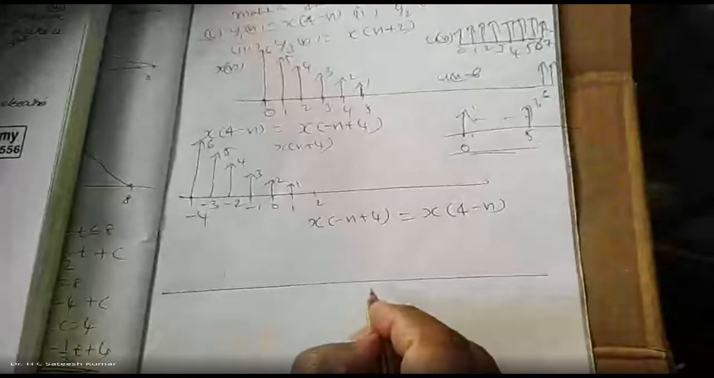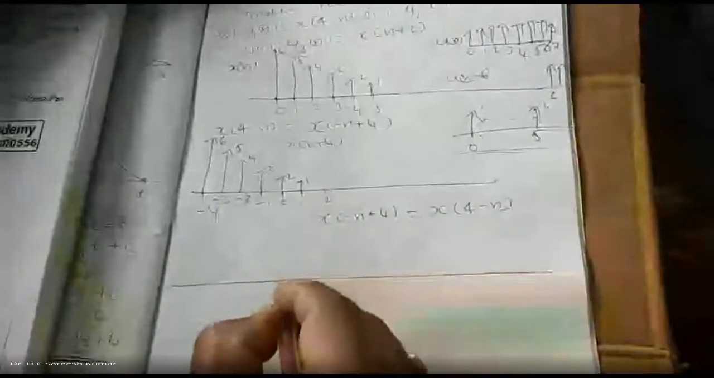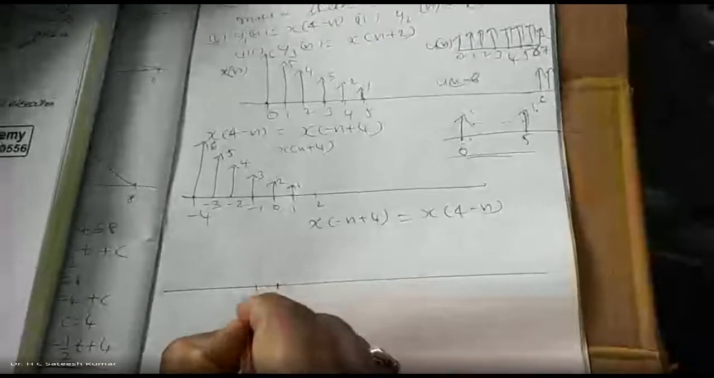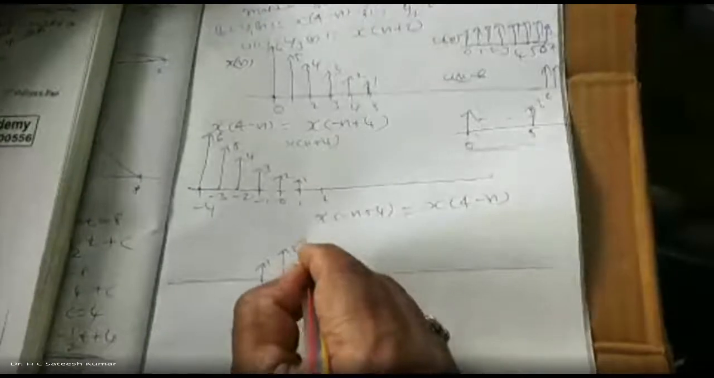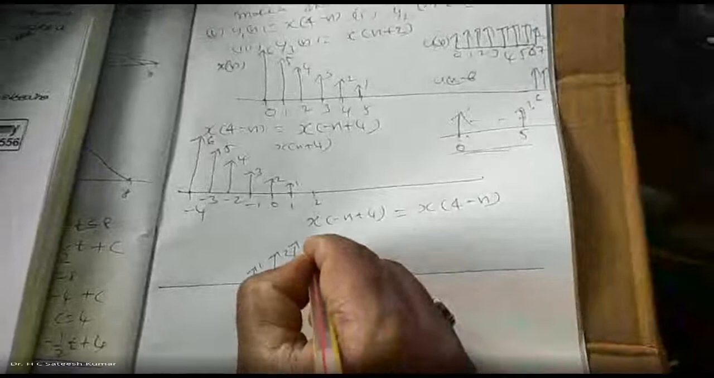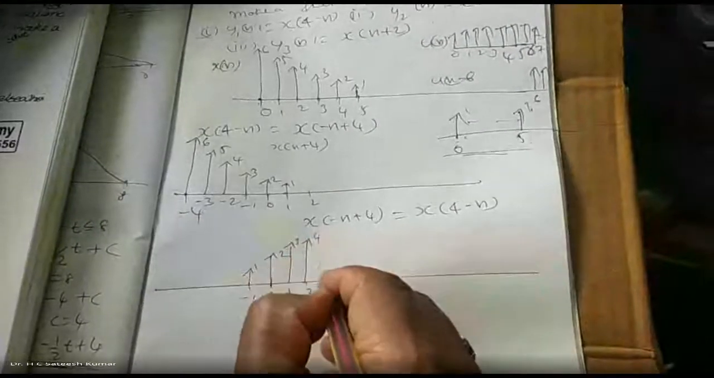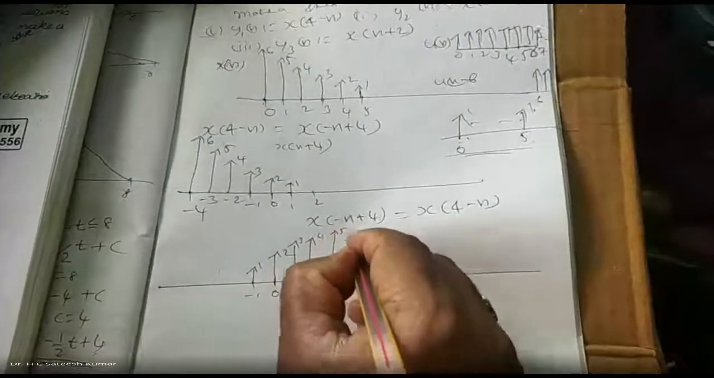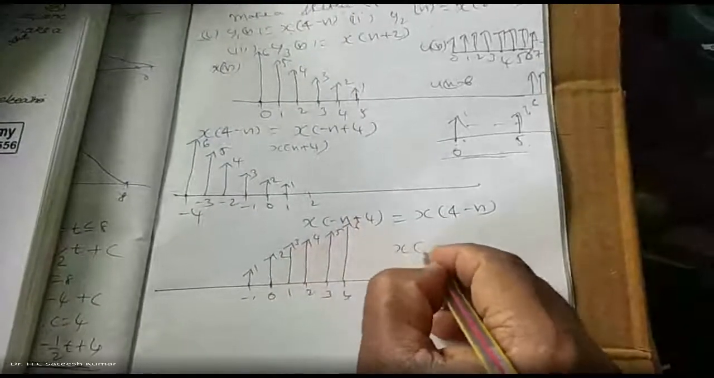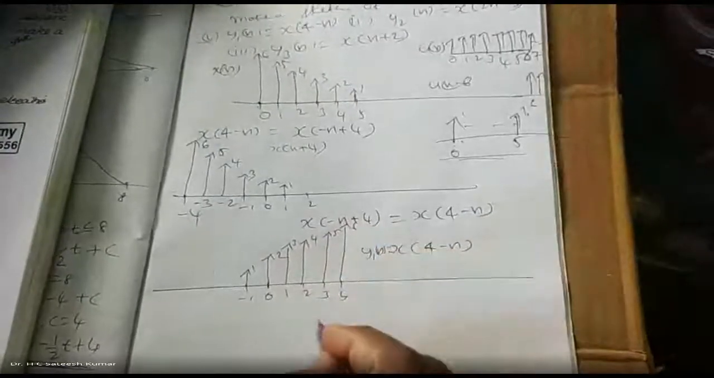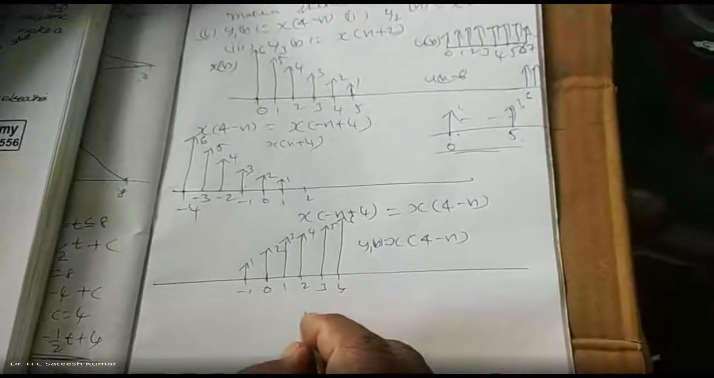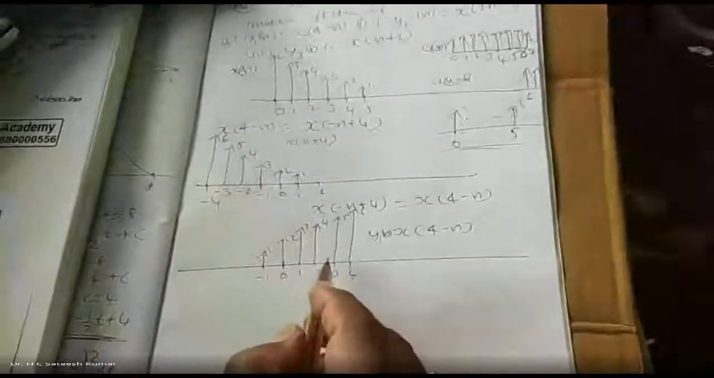So fold it. This, what is that we have? 1 will go to minus 1. 0. This is minus 1. Next it is 2. Next fold means write it as it is once again. 1, 2, 3, 4. 1, 2, 3. This is 4, 5. This is 6. That is your x of 4 minus n. You call it as y1 of n. Okay. So folding we did. Shifting as well as folding. That is the first one.